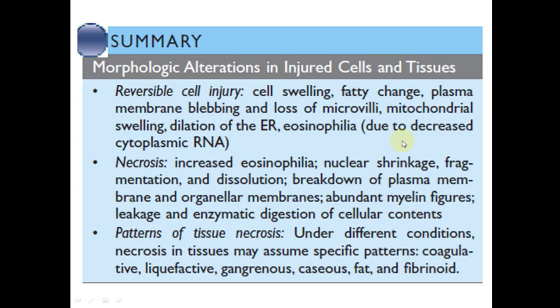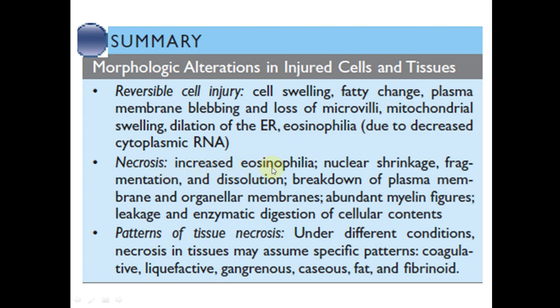So coming to a summary of today's lecture. Reversible injury we have discussed in the previous lecture, and in reversible injury the two common changes are cell swelling and fatty degeneration, blebbing of the plasma membranes, and loss of microvilli, swelling of the mitochondria and endoplasmic reticulum, and as a result of decreased cytoplasmic RNA, there is eosinophilia, because RNA gives the blue appearance under the H&E stain, but when the RNA is decreased, the cytoplasm will appear more pink and eosinophilic.